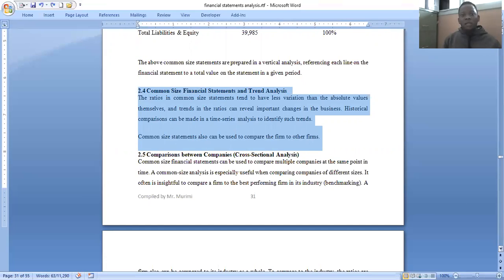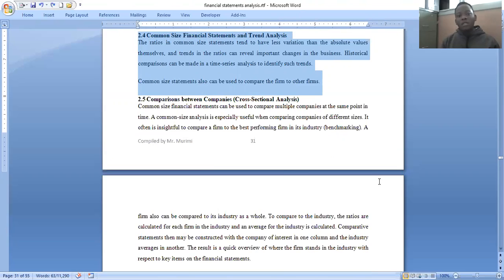The ratios in common size statements tend to have less variation than absolute values themselves, and trends in the ratios can reveal important changes in the business. So historical comparisons can be made in a time series analysis to identify trends, and common size financial statements help in achieving this objective of comparing historical data of a company over time, so as to gauge the performance of the company over time and help the management to do some control activities to ensure that the company reverts to the right path, the path of growth.